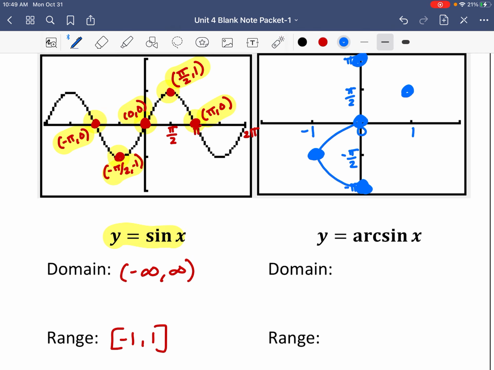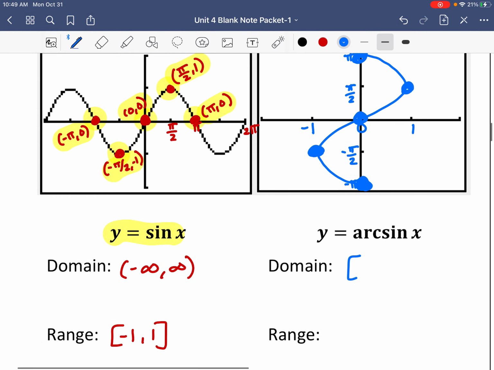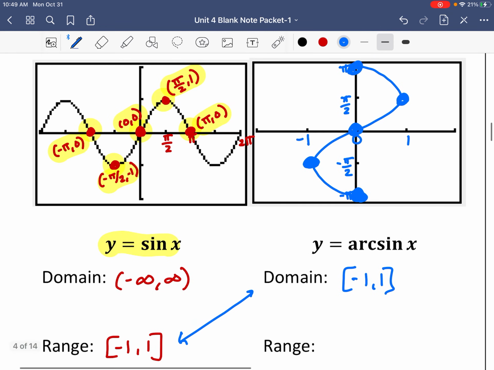Now if I connect the dots, it looks like my sine graph has just been shifted or rotated, and it goes up and down now. If I look at that graph and I said, what's your domain? We'd say negative 1 to 1. And that kind of makes sense, because for inverses, your domain of one and your range of the other should be the same. The issue is, this is not a function.